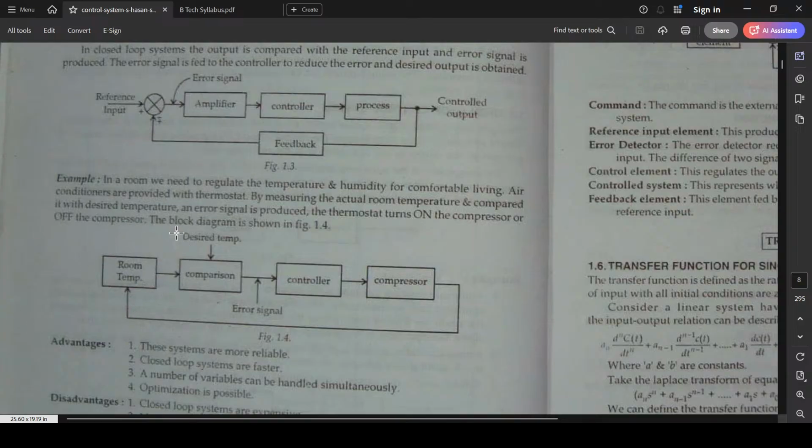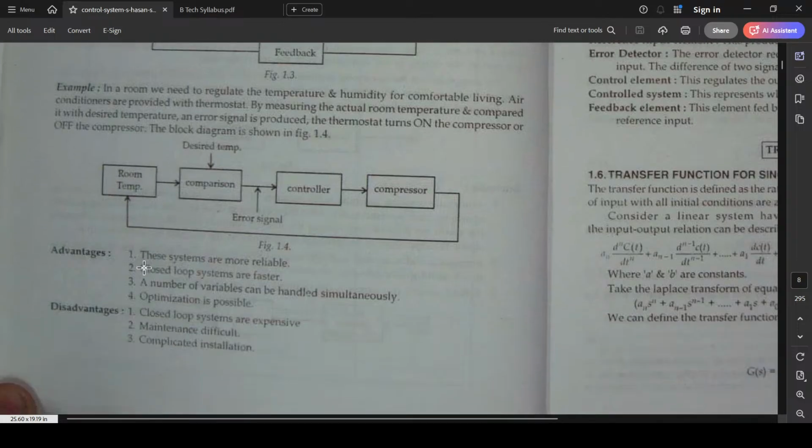So the temperature is regulated according to humidity. The ACs are provided with a thermostat, measuring the actual room temperature and comparing it with the desired temperature. So let's say the room temperature is here. It gets compared to the desired one. If there's a difference, the controller does the necessary, and the compressor gets activated, and hence the new temperature is the feedback of this unit.